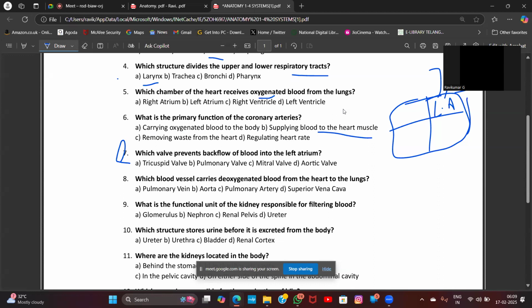What is the seventh question? Please read the seventh question.